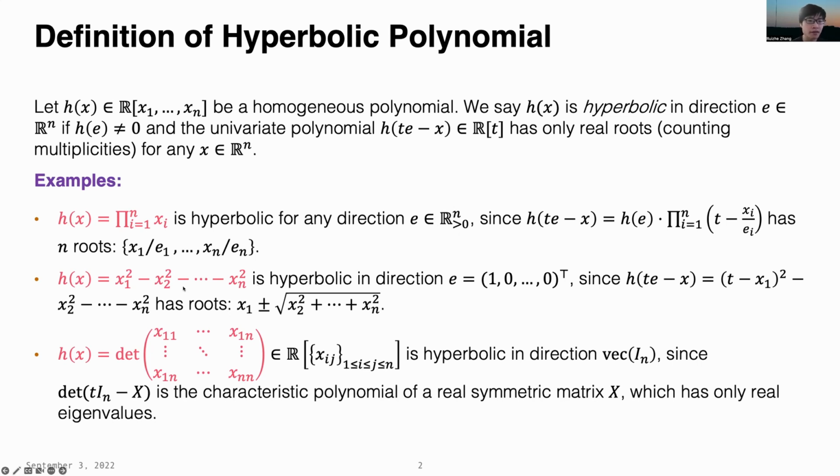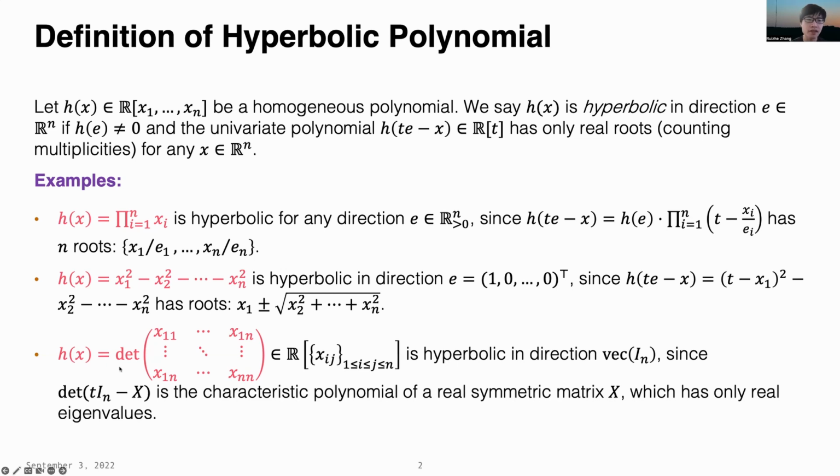The second example is called the Lorentz polynomial, which is h(x) equals x1 squared minus x2 squared minus all the way to xn squared. This is a very useful polynomial in physics, especially in relativity theory, because it describes the light cone in Minkowski space. This polynomial is also hyperbolic in the direction e equal to the first standard basis vector (1, 0, 0, 0). This is because when we consider the univariate polynomial h(te minus x), it has two real roots, x1 plus or minus the square root of x2 squared plus x3 squared up to plus xn squared.